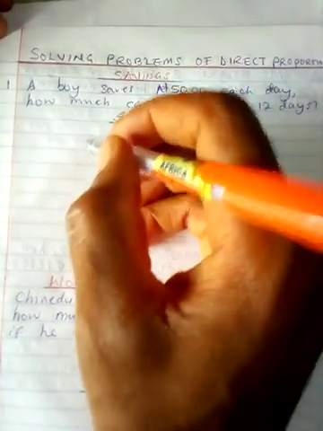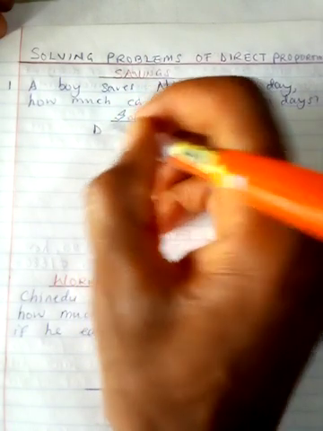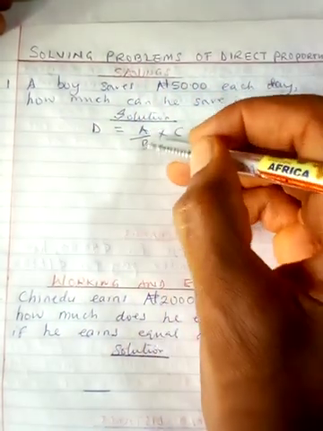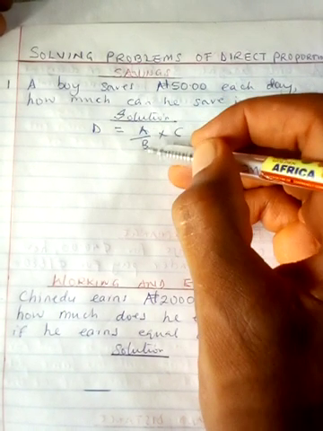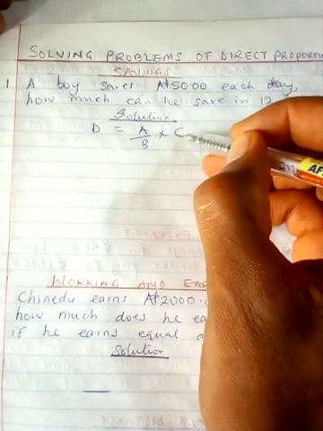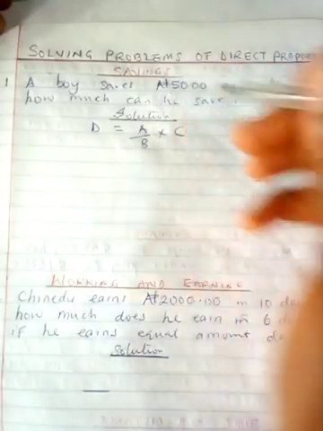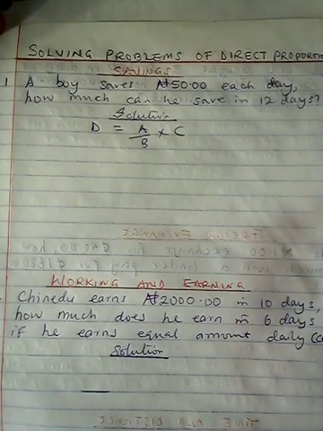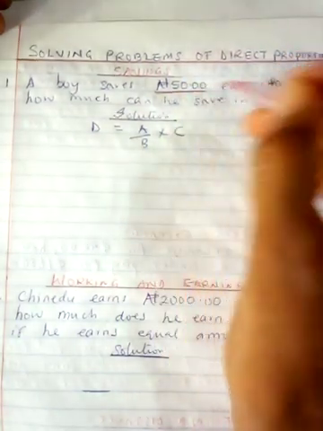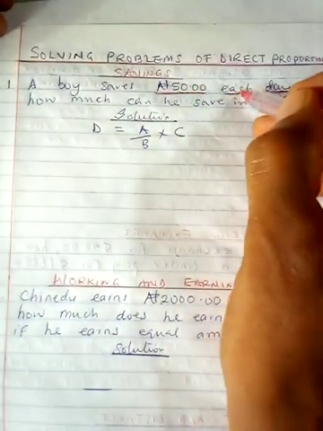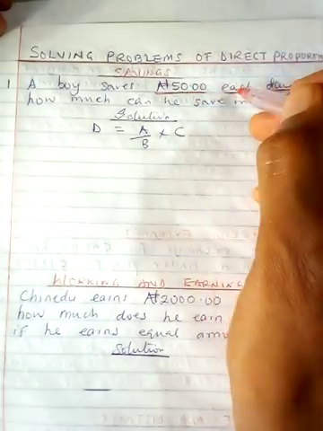Now, solution. First of all, we start with our formula that says D is equal to A over B times C. That means we are going to divide the quantities whose values are known and multiply by the one whose proportional value is not known. If you see here, a boy saves what? 15 naira in each day. 15 naira is saved per day. Each day means 1 day. So this value is already known. This is the proportional value that is known. 15 naira is saved each day.